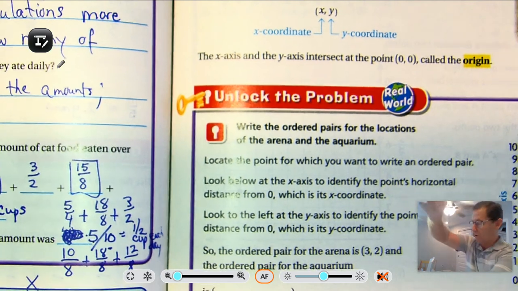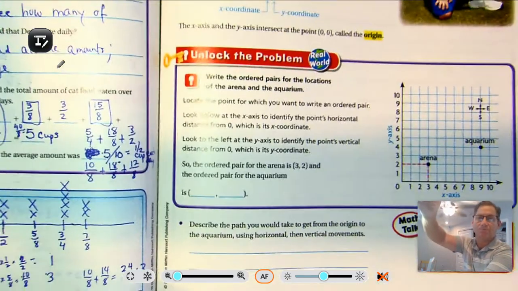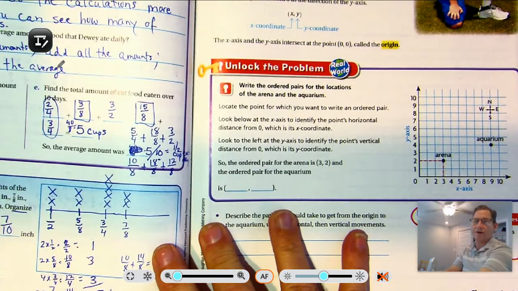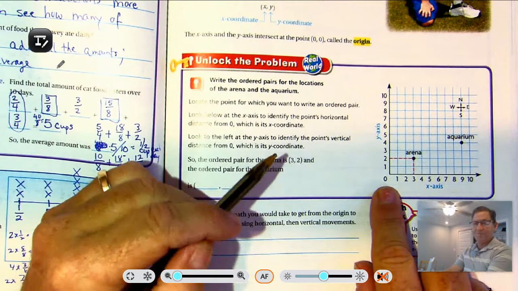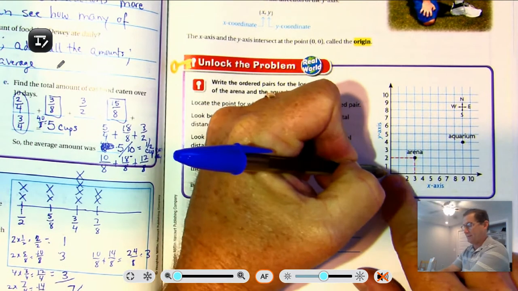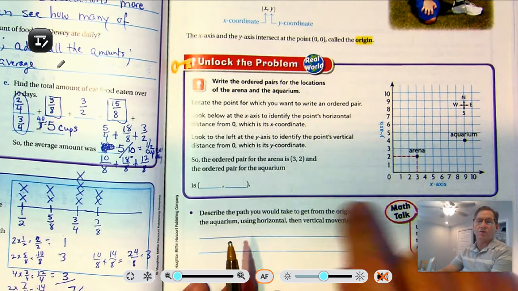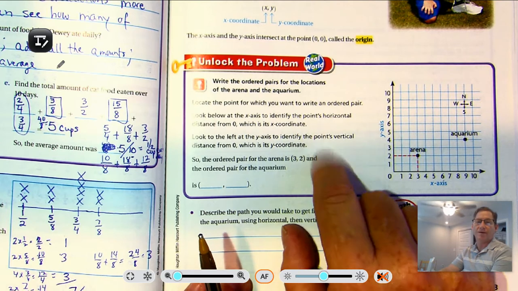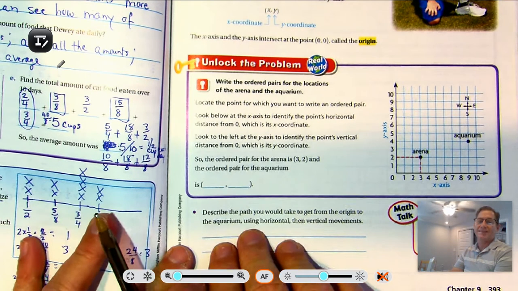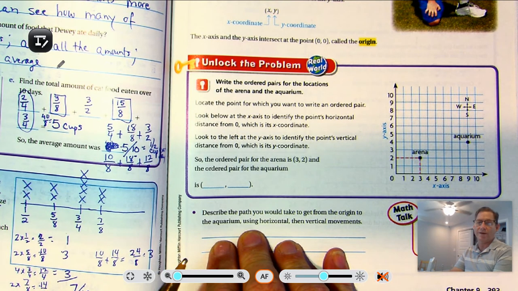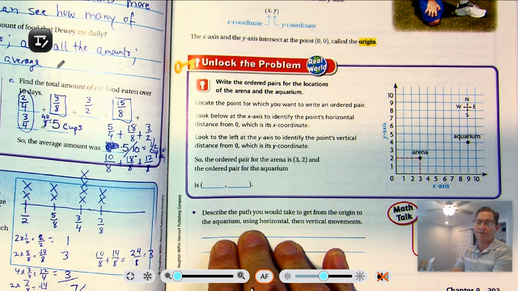All right, so let's look at some problems and practice this. Write the ordered pairs for the locations of the arena and the aquarium. Here's our origin. That's where the x and the y-axis meet, at 0, 0. Locate the point for which you want to write an ordered pair. Look below at the x-axis to identify the point's horizontal distance from 0, which is its x coordinate. Then look to the left at the y-axis to identify the point's vertical distance, which is its y coordinate.